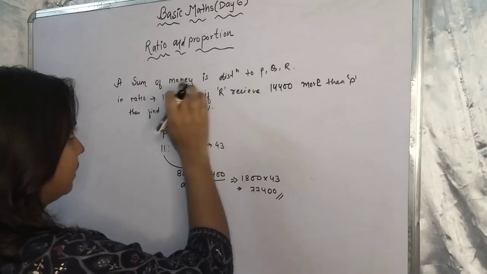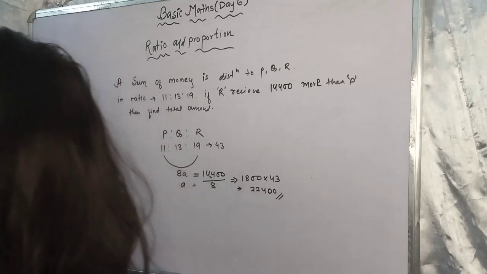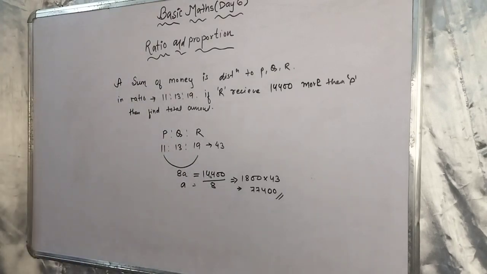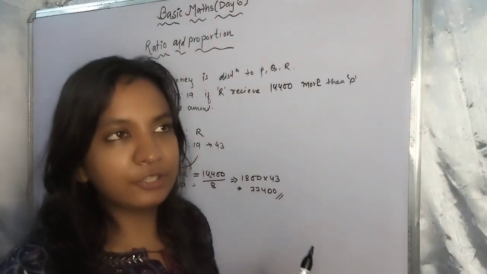The total amount given to PQR in total was 77,400. So by this we have ended ratio and proportion. This was a very basic introduction to ratio and proportion.